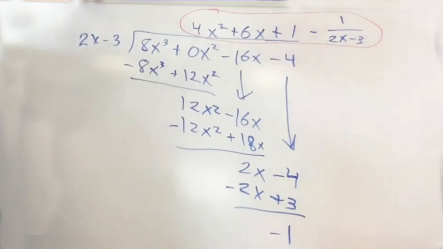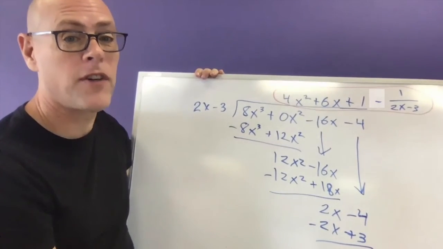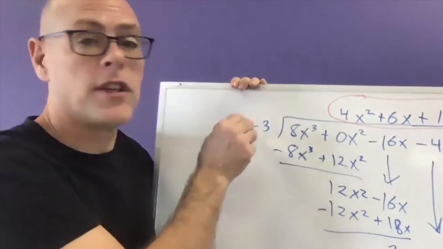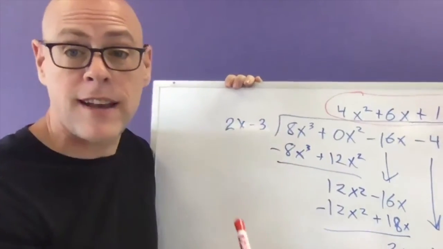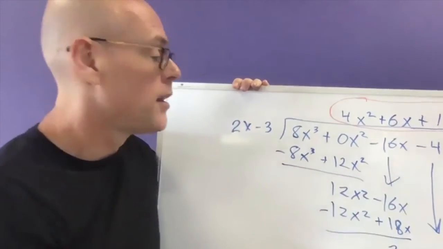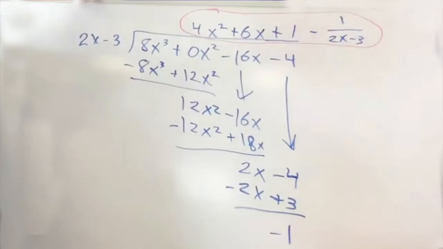It's 4x squared plus 6x plus 1 minus 1 over 2x minus 3. I know you're having fun now, okay? What this remainder also tells us is that 2x minus 3 is not a factor of this polynomial. Therefore, 3/2 is not one of the roots.